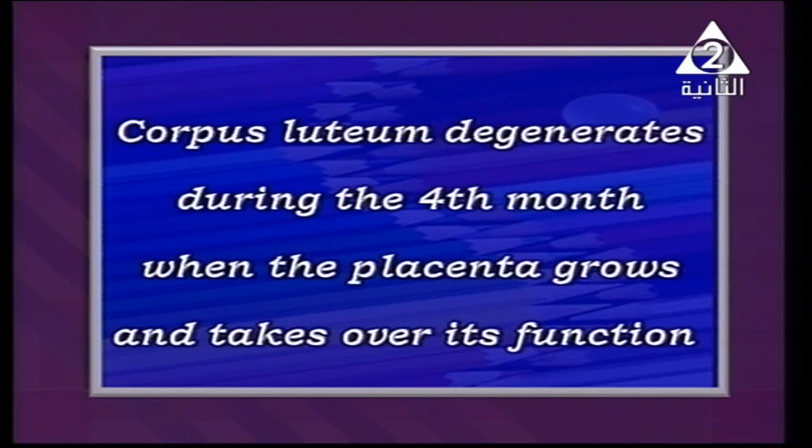The corpus luteum degenerates during the 4th month, when the placenta grows and takes over its function. And the placenta is simply a tube that connects the mother and the fetus or embryo to transfer food and nutrients, and at the same time to carry the carbon dioxide and other wastes from the fetus. Okay, this is a placenta, and we're going to discuss it later.